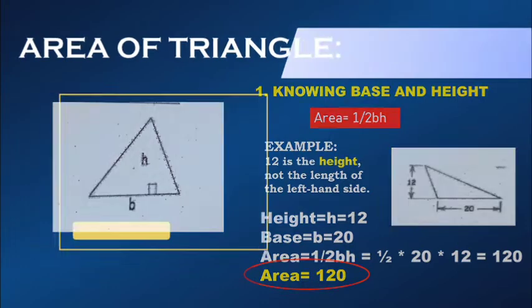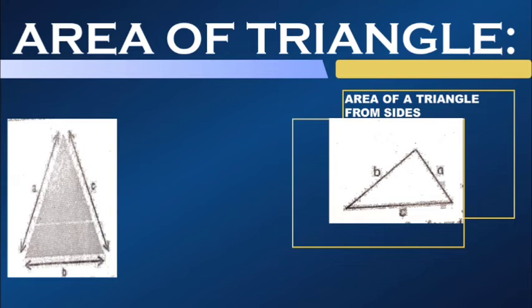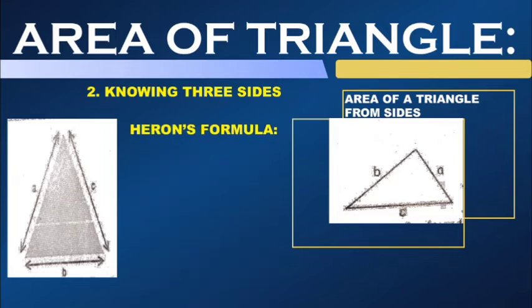Aside from knowing the base and the height, we also have knowing the three sides. There's also a formula to find the area of any triangle when we know the length of all three of its sides. This can be found in Heron's formula. Are you familiar with Heron's formula? If not, then you search. Charot. In the area of a triangle from sides, you can always calculate the area of a triangle if you know the length of all three sides, using, like what I said, Heron's formula.